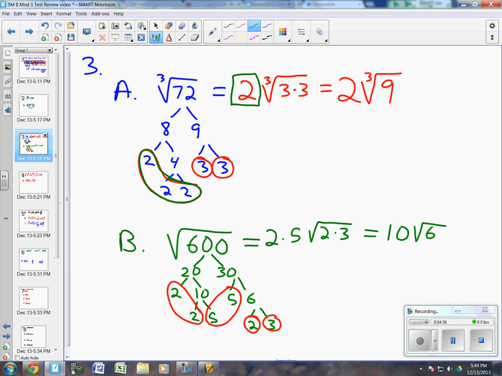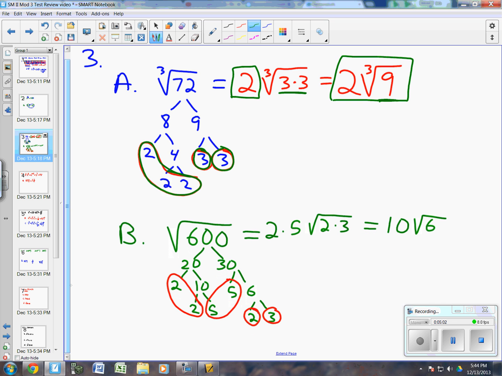In other words, you just take one of the triplets and put it outside. And then the 3's, there's only 2 of them. There has to be 3 of them in a cube root, and there's only 2 of them. So we times them together and put them inside. So we showed 3 times 3 right here, and we put them inside the radical. So 2 cube root of 9 is the answer. That right there is the answer. Okay, problem B right here on number 3.